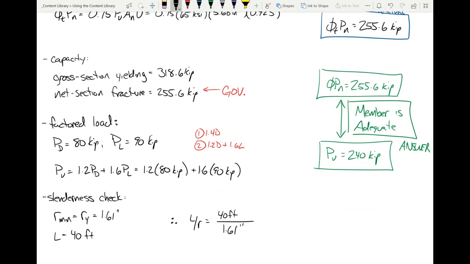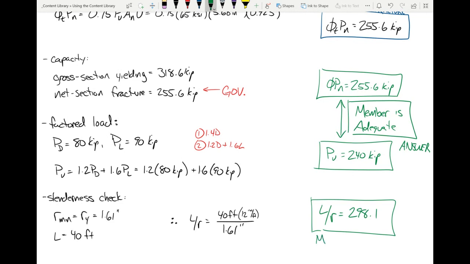So therefore, L over R is 40 feet over 1.61. I think I forgot something, didn't I? I forgot to multiply it by 12. Got to convert those feet to inches. So 40 times 12 over 1.61, what is that? So 298.14, so L over R is 298.1. And so we meet our slenderness limits, barely.